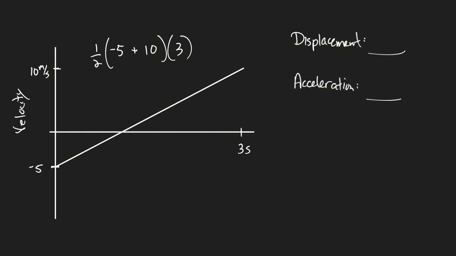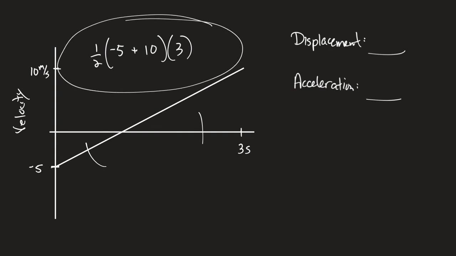Okay? It's -5 times 3, it's -15. I'm sorry, it's +5 times 3 is +15. Half of 15 is 7.5 meters. If you find the two areas and add them, you'll get the same answer. You should try that. But I need you to see that this is still a trapezoid.